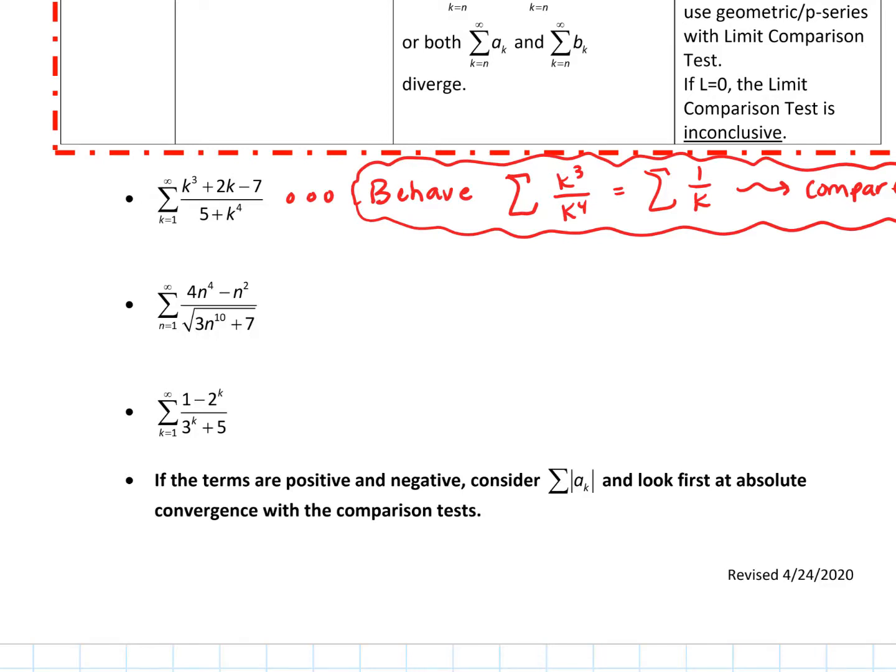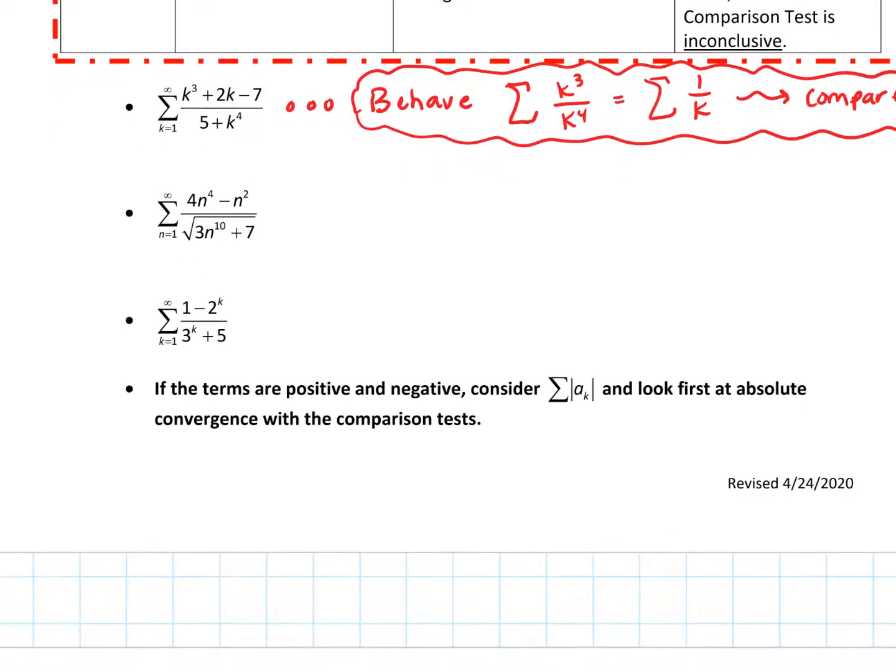And each of these examples here does something similar, right? I think about, as I approach infinity, what does the numerator look like? Do some of the terms essentially get obliterated by the larger powers, or the exponentials in the last example here? I'm looking at this one and thinking, this is going to behave an awful lot like 2 to the k over 3 to the k. This guy's going to behave an awful lot like 4n to the 4th over the square root of 3n to the 10th. And so I'm thinking about those sorts of things as k or n approaches infinity.